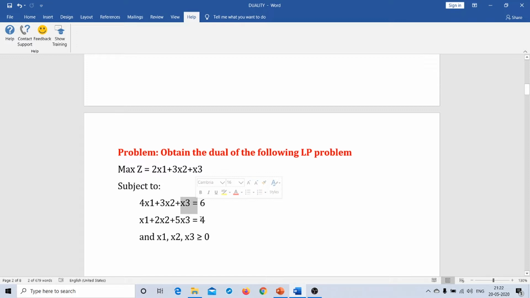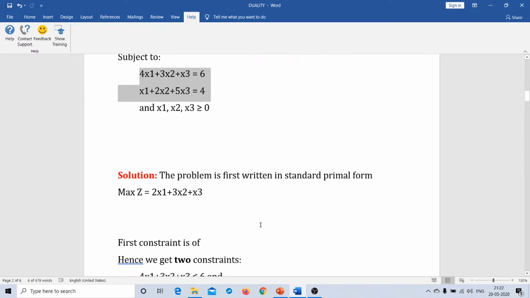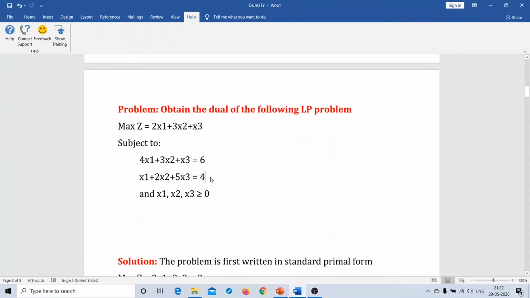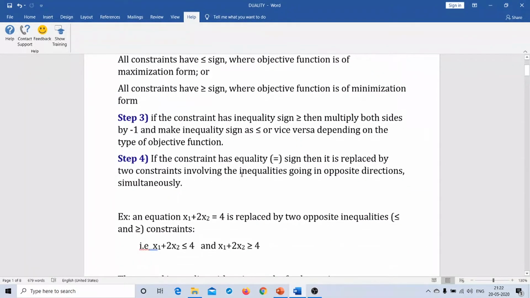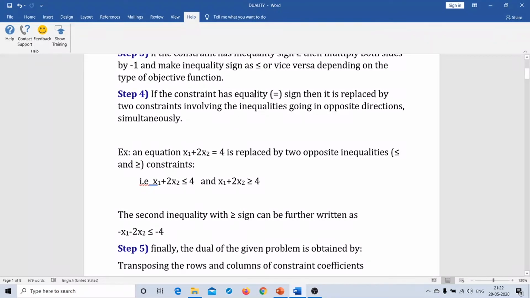Now let us see how we proceed with obtaining the dual. The first step says you need to have the problem statement in the standard primal form. So what is standard primal form? If the objective function is maximization, then the constraints should be of less than or equal to type, right? The step says that if the constraint has an equality sign, then it is replaced by 2 constraints involving the inequalities going in opposite directions.